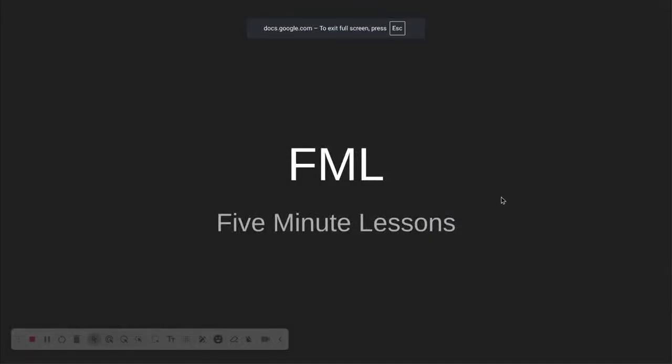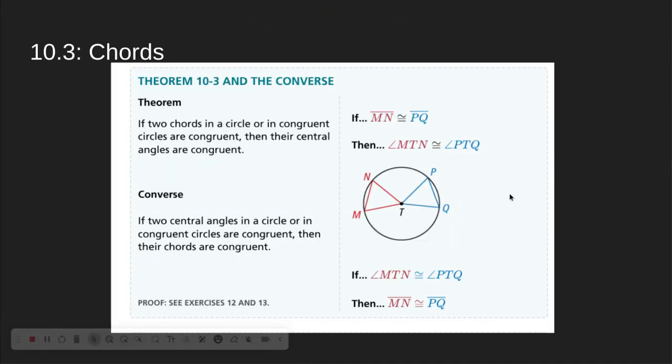All right, we're back for a double recording into 10-3. This is chords. A chord is a segment whose endpoints are on the circle. So in this circle, MN is a chord, PQ is a chord. What's the longest chord in any circle called? A diameter. Good shout out from Lilo over there.